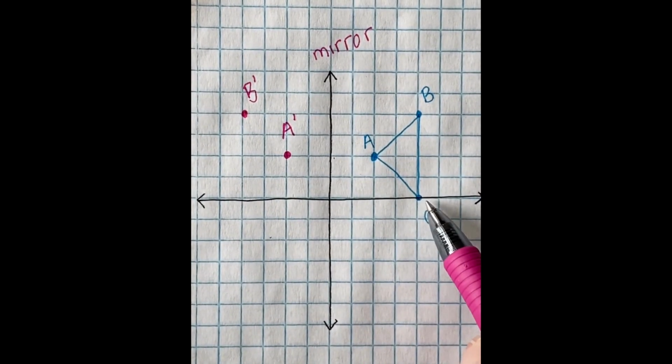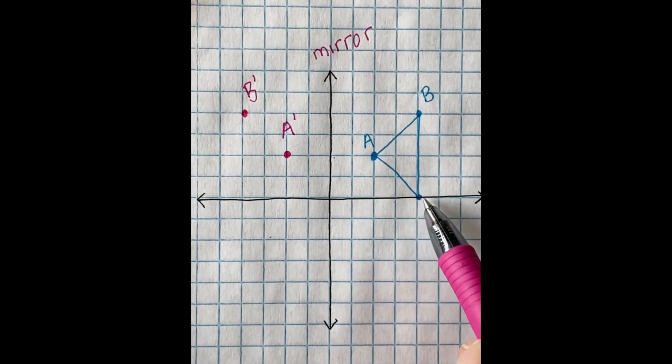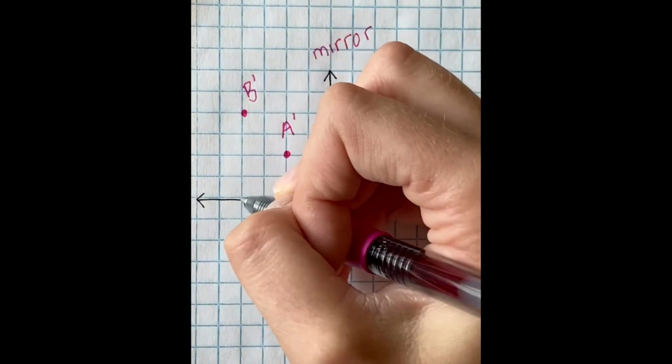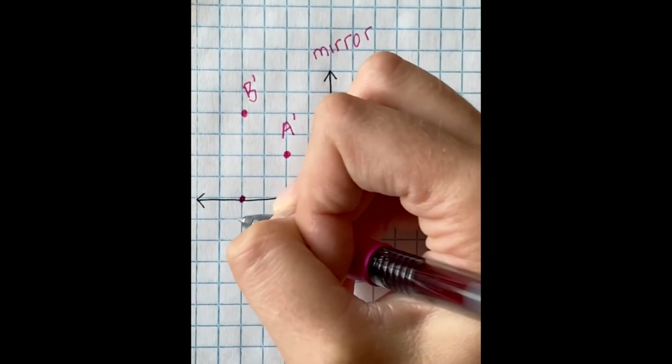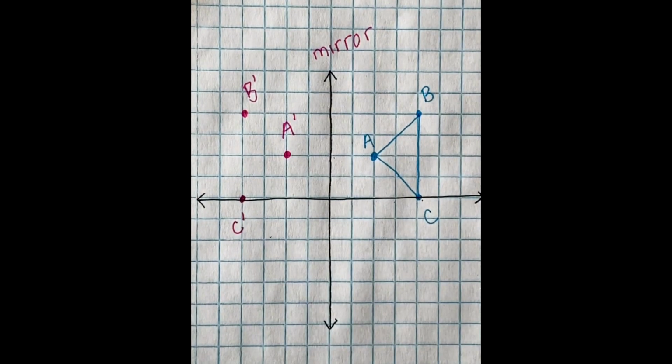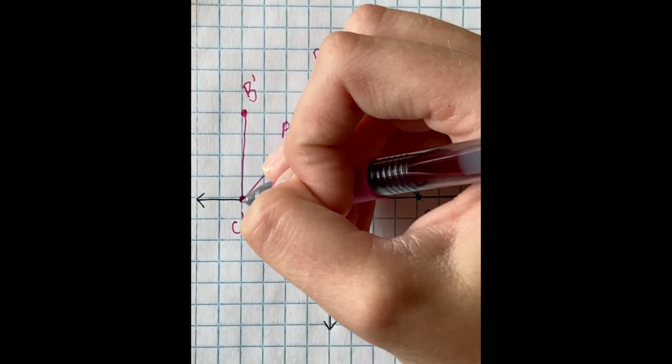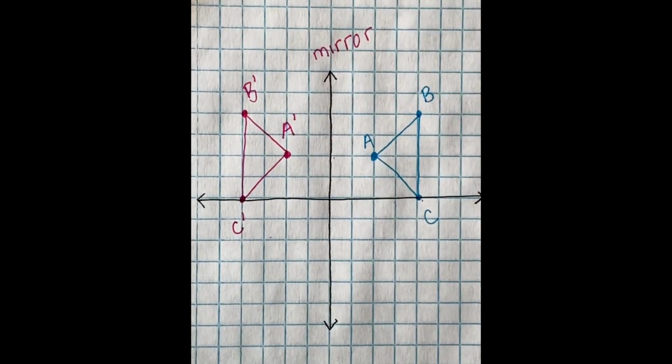Same thing with C, 1, 2, 3, 4, but we stay at 0 on the y. So, reflected over the y, -1, -2, -3, -4. That would be C prime. We're going to draw the image. And upon inspection, it looks like, yes, we reflected beautifully.